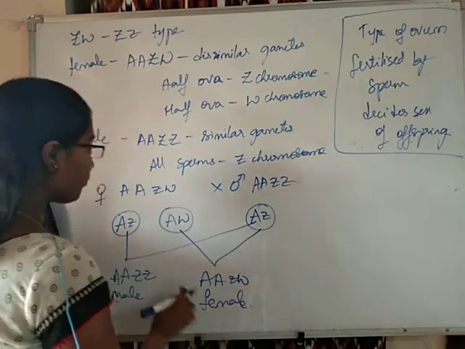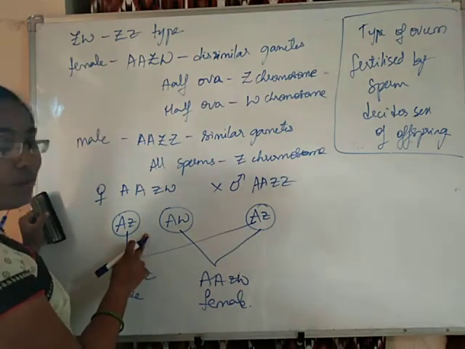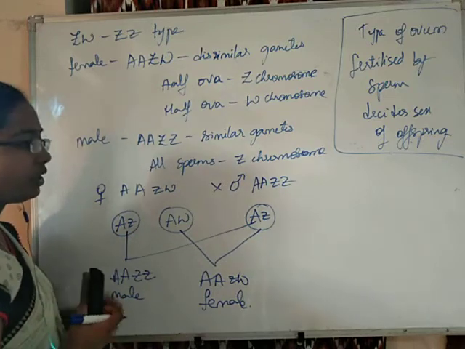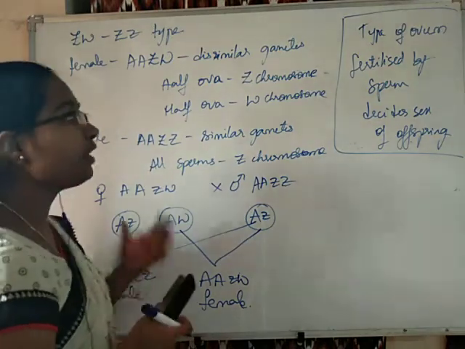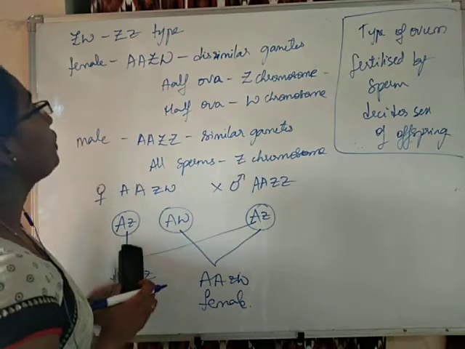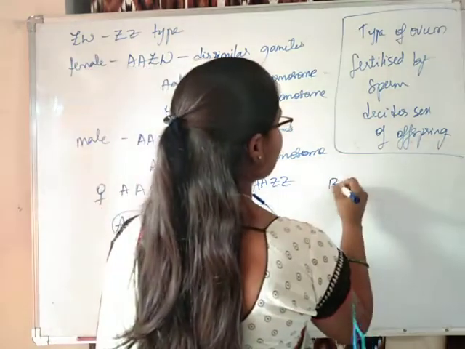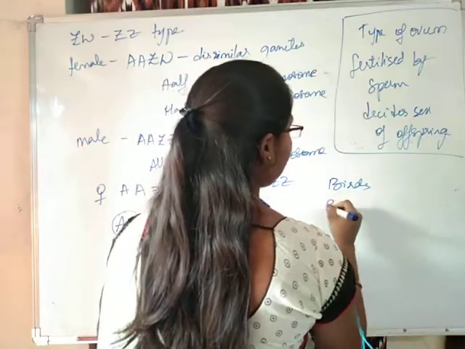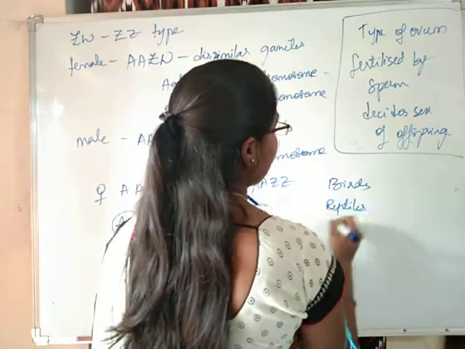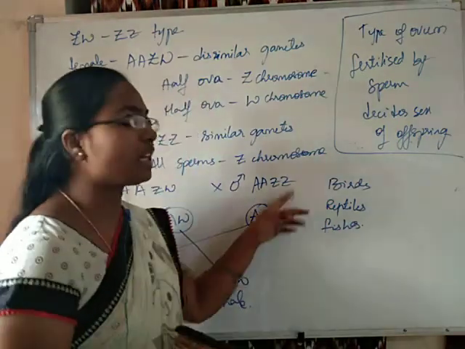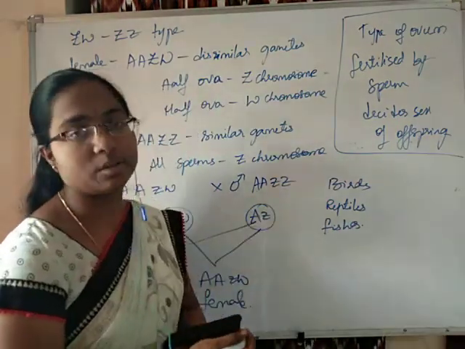So, in this way, the ovum which is fertilized by the sperm is deciding the sex of the offspring. This kind of ZW-ZZ type of sex determination is found in birds, some reptiles, and also in some fishes.